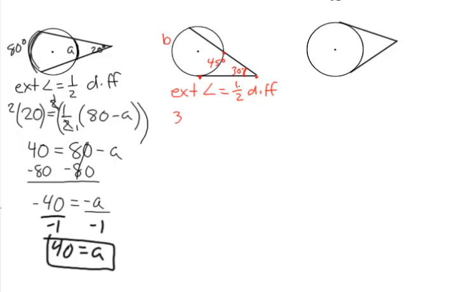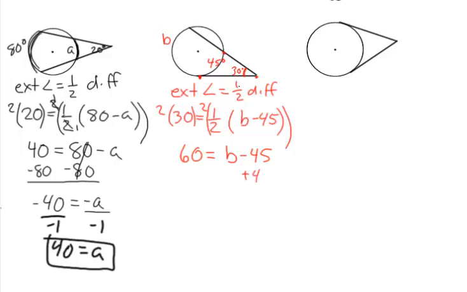So my exterior angle, 30, equals 1/2. All right, which one is larger? B minus 45. So here we go. We're going to multiply both sides by 2, and we're going to get 60 equals B minus 45. To solve that, we're going to add 45. When we add 45 to 60, we get 105 equals B.